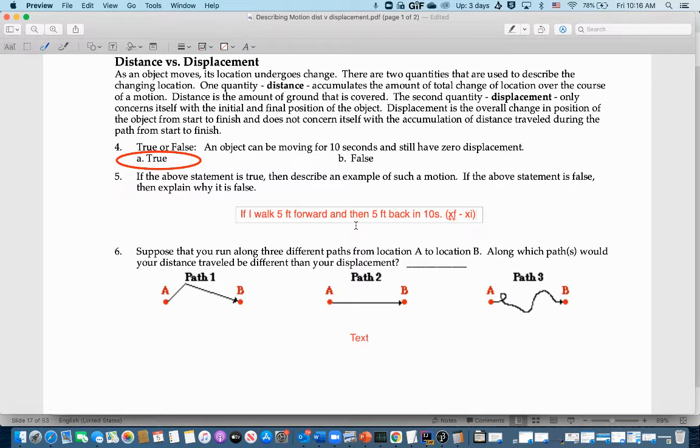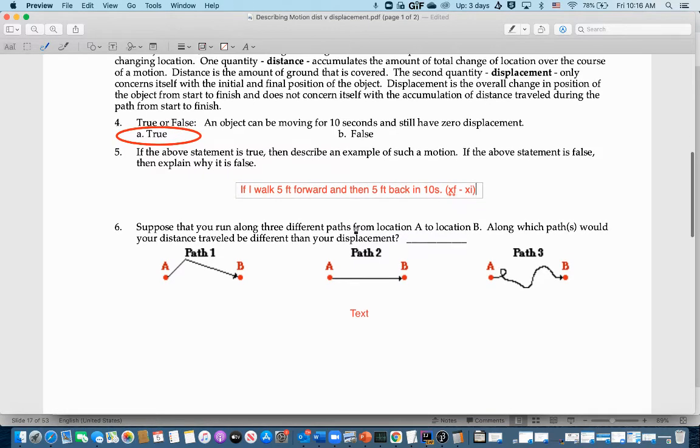Question 6 here. Suppose that you run along 3 different paths from location A to B. Along each path, would your distance traveled be different than your displacement? A couple things here: A and B are the same for all 3 paths, so we have to go on that assumption. The distance between A and B is the same here, right here, and right here.